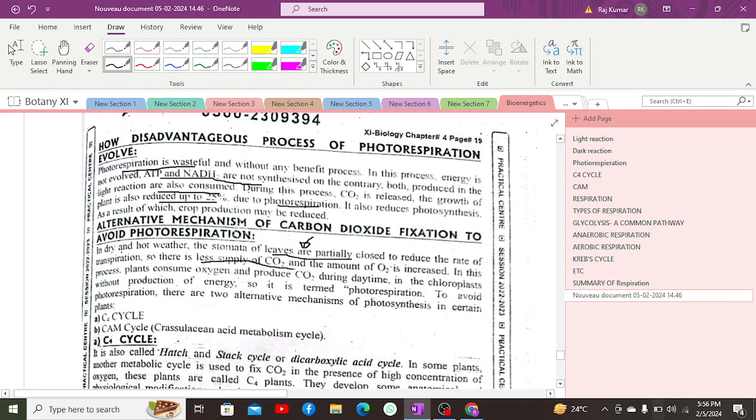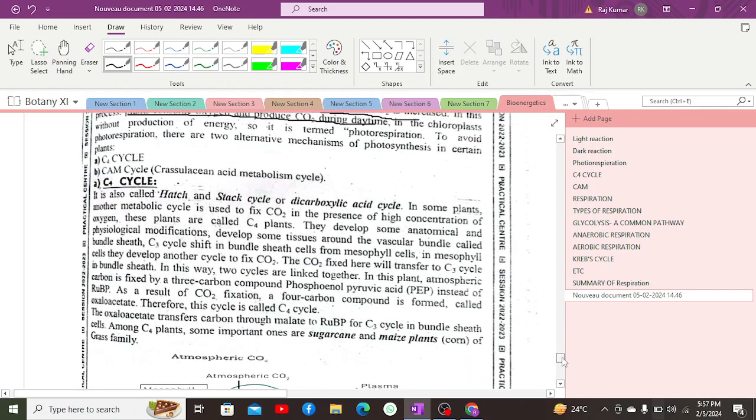So there is less supply of carbon dioxide, and the amount of oxygen inside the plant is increased, because there is an ongoing process of light reaction, due to which oxygen is evolved, but carbon dioxide is not entering, because gaseous exchange is not occurring. Plants consume oxygen and produce carbon dioxide during daytime in the chloroplast without production of energy, so it is termed photorespiration. To avoid photorespiration, there are two alternative mechanisms, which include the C4 cycle and the CAM pathway.